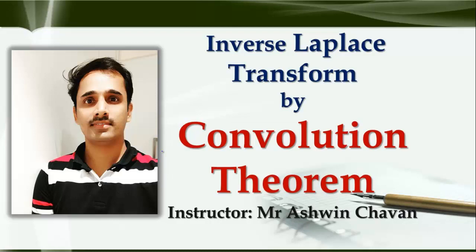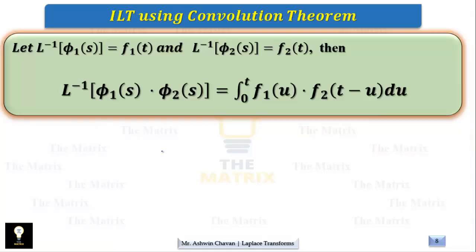So let's see what the theorem says. The statement of the theorem is: let L inverse of phi 1 of s be f1 of t, some function of t, and L inverse of phi 2 of s be f2 of t. Then L inverse of the product of such functions is nothing but the integral from 0 to t of f1 of u and f2 of t minus u. So we will be writing f1 of t in terms of f1 of u and f2 of t in terms of f2 of t minus u.